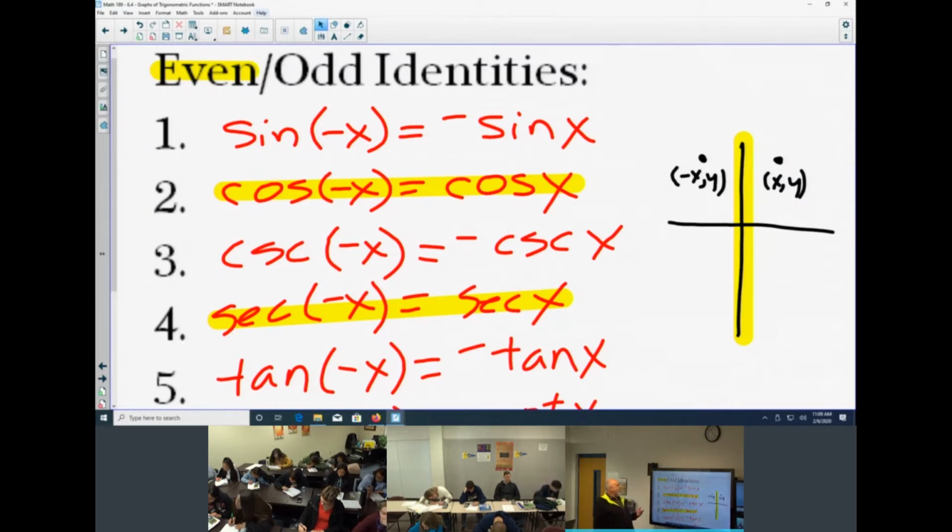Now with the odd identities, if you have a negative as part of the argument and part of the angle, then you can pull the negative out in front. And so all of the rest of them are odd.